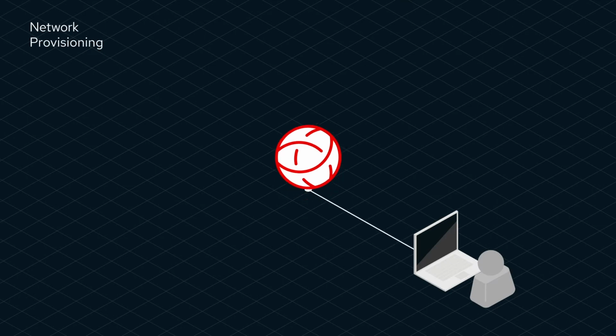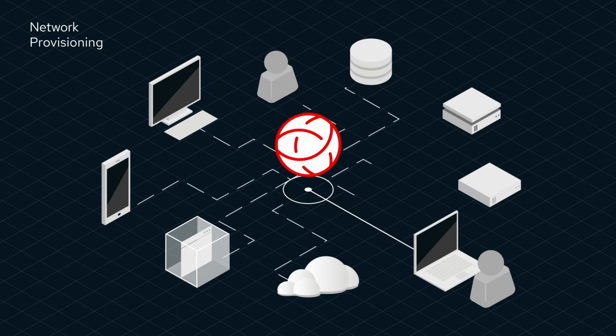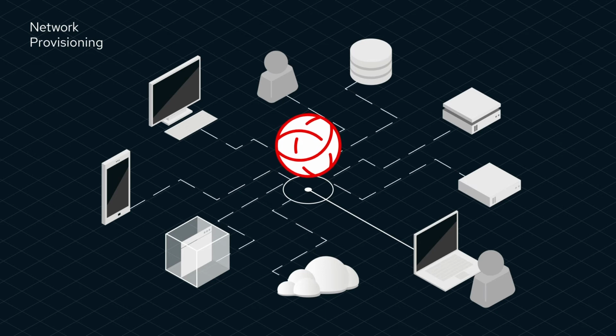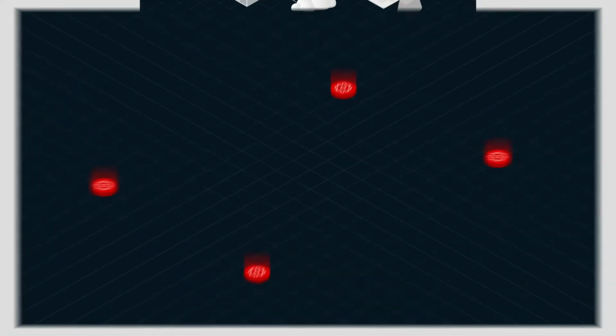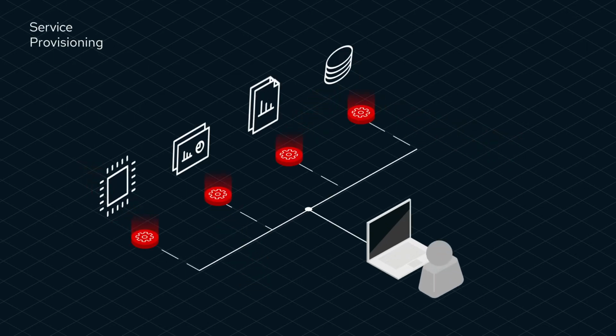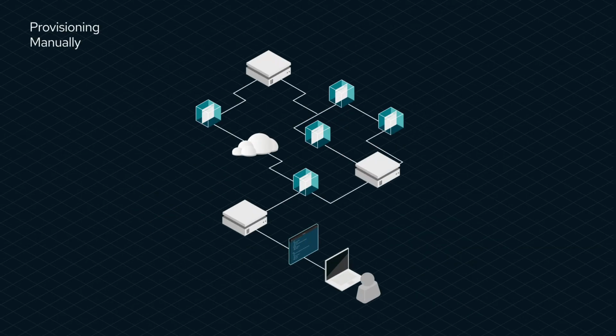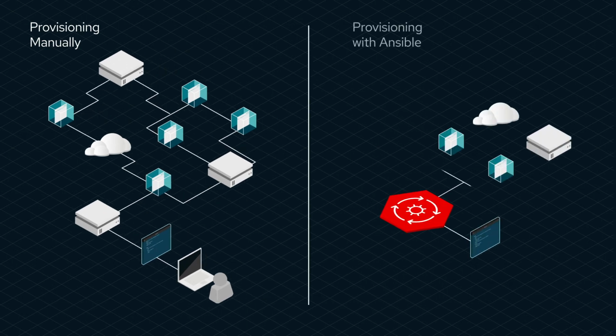Now this can include setting up a network to be used or accessed by users, servers, containers, and IoT devices, among other things. And finally, there's service provisioning, which includes the setup of a service and managing the data related to that service. However, up until recently, you had to do all of these manually, but with automation, you don't.